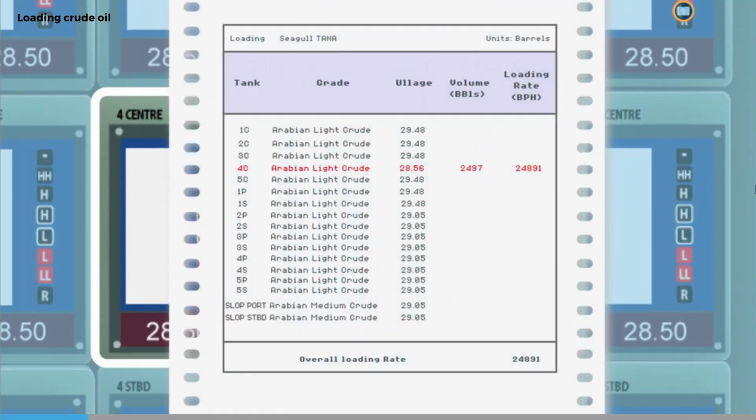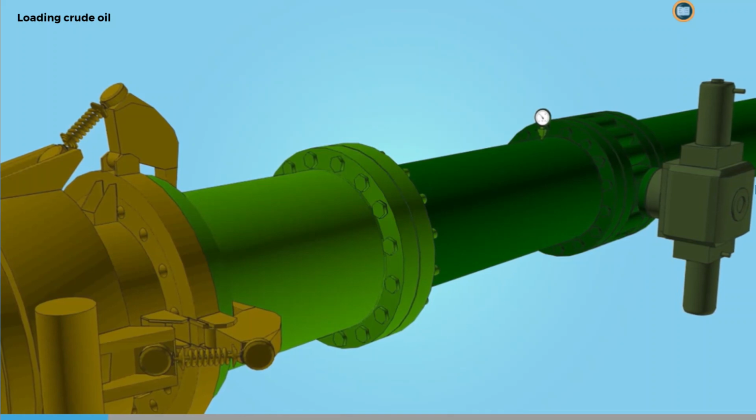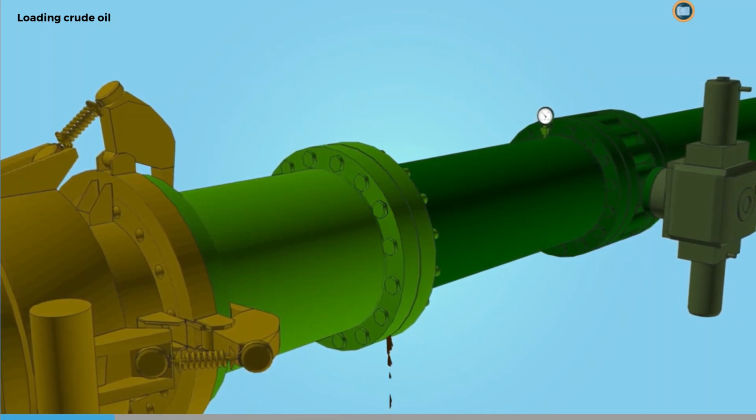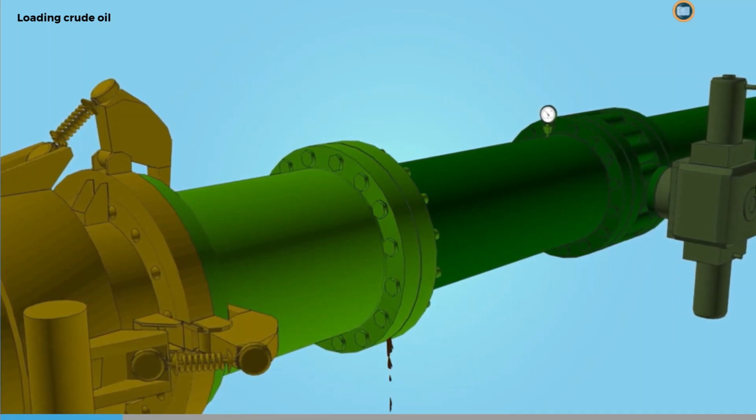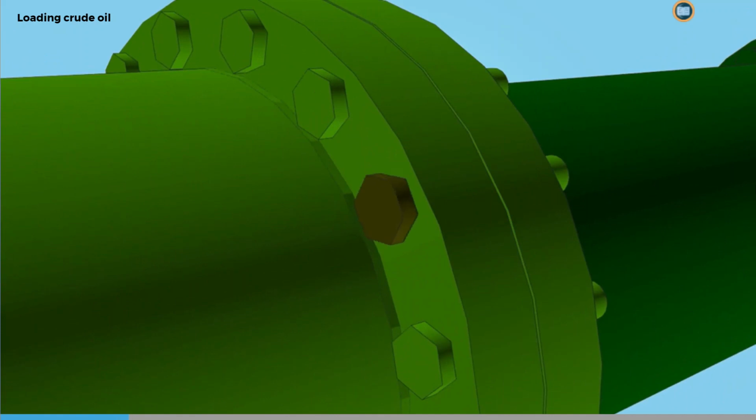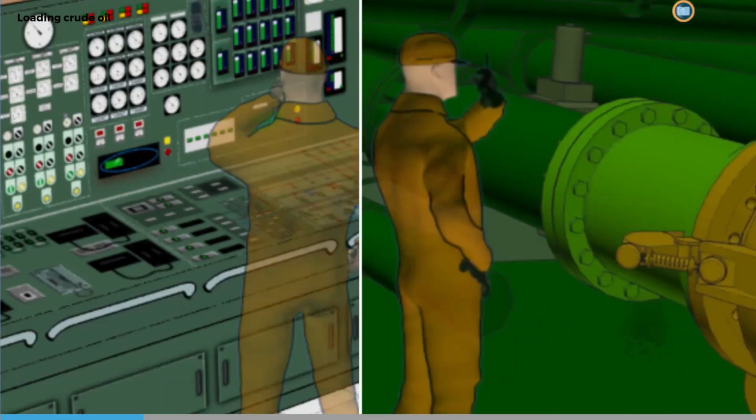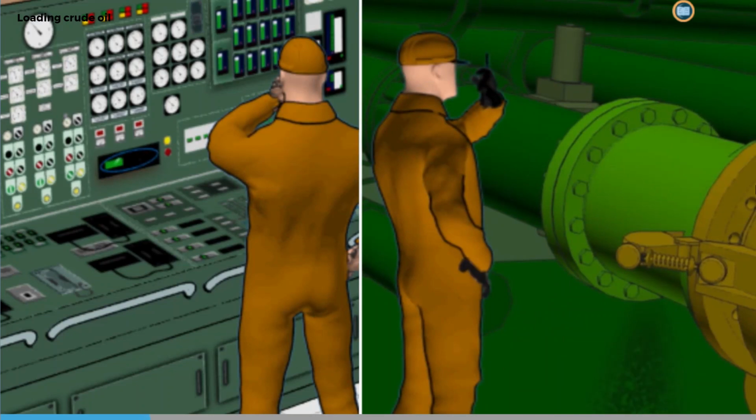Once the loading has started, certain checks must be made before increasing the loading rate. There should be no cargo pipeline leaks. It's very important that any leaks that do occur are dealt with immediately. Otherwise, loading should be stopped and the situation resolved.